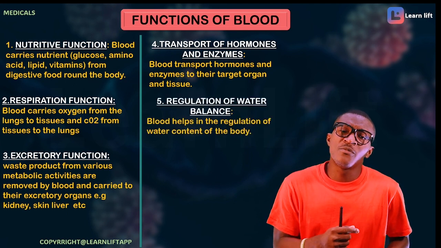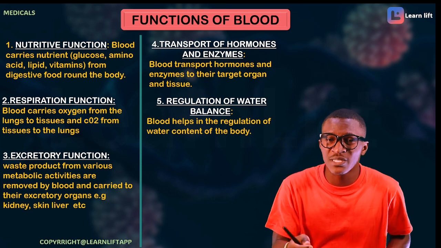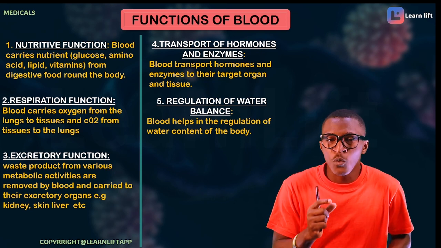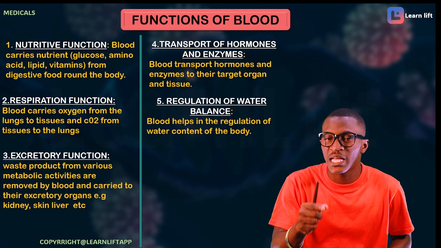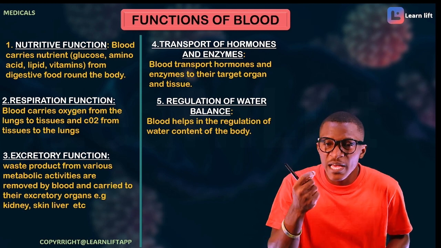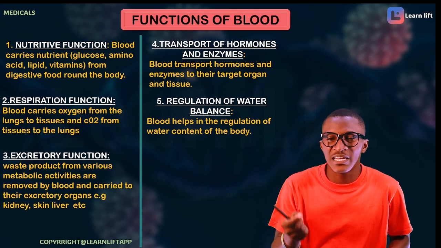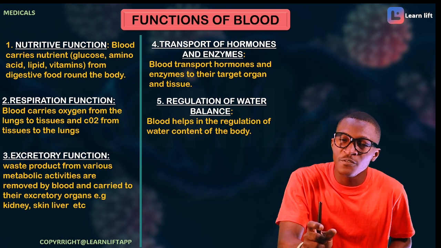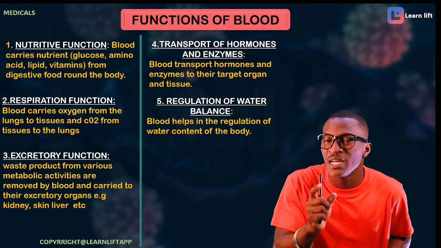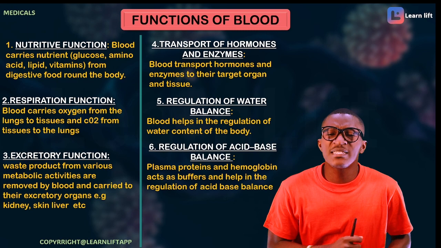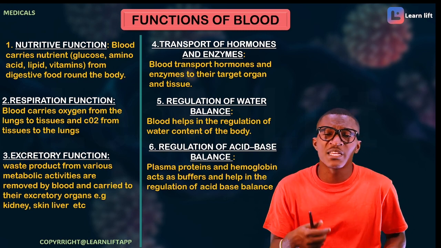Now, what is number 5? Number 5, we have regulation of water balance. That's pH regulation. We are going to talk about buffers as we move on. Take note that blood helps to regulate water balance in the body. If the fluid level is low, it will also affect blood level. Are you with me? Let's take number 6, which is regulation of acid, base, and salt.